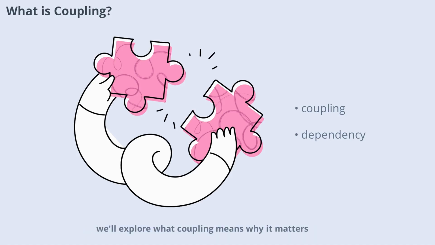In this video, we'll explore what coupling means, why it matters, and how to design your code for better flexibility. We'll start by looking at tight coupling, then see how to loosen those connections for more robust software.